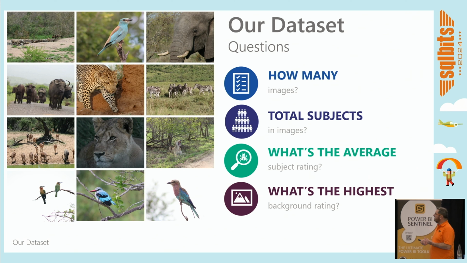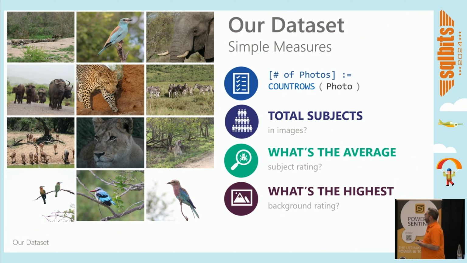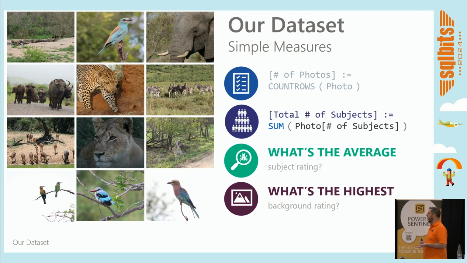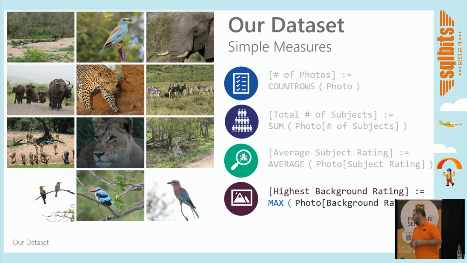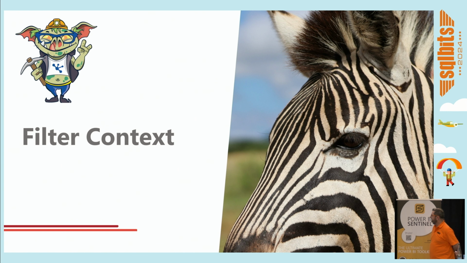Now, all of these are very simple. We don't have to spend much time. I'm sure all of you would know how to write these measures immediately. Count the rows of the photo table, sum up the number of subjects column, average out the subject rating column, or bring us back the max of a background rating column. So, a couple of very, very simple measures that we will use to explain various concepts.